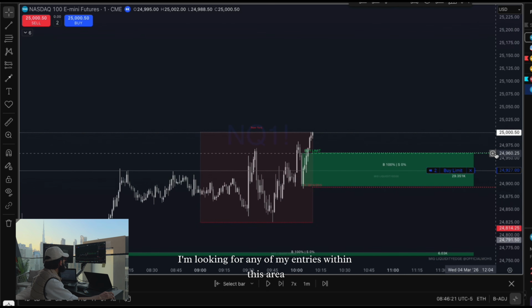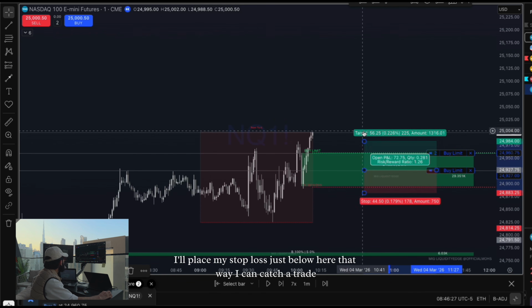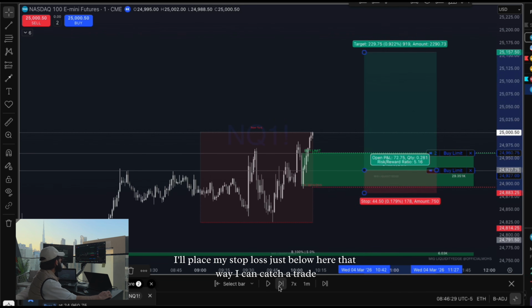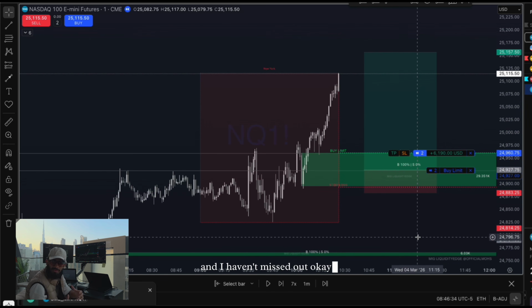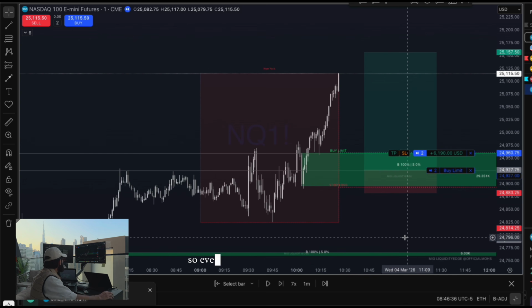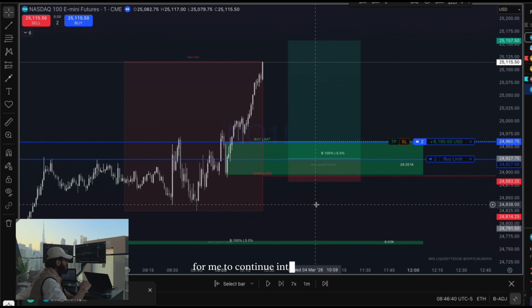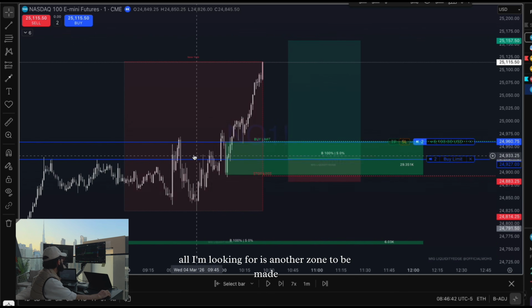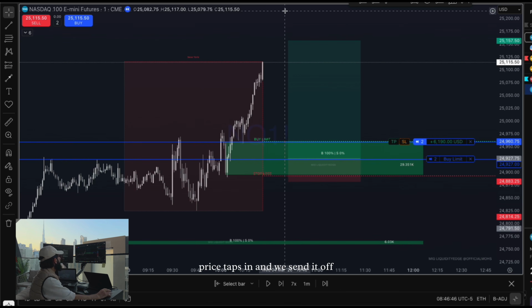I'm looking for any of my entries within this area. I'll place my stop loss just below here. That way I can catch a trade and I haven't missed out. So even if I did miss that original 15 minutes, for me to continue into that trade, all I'm looking for is another zone to be made. Price taps in and we send it off.